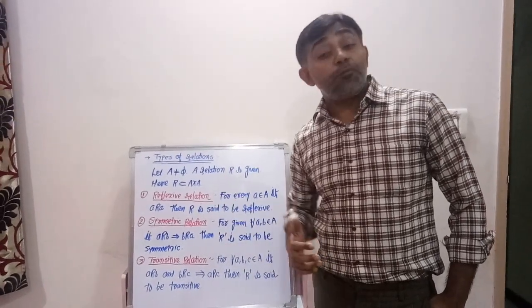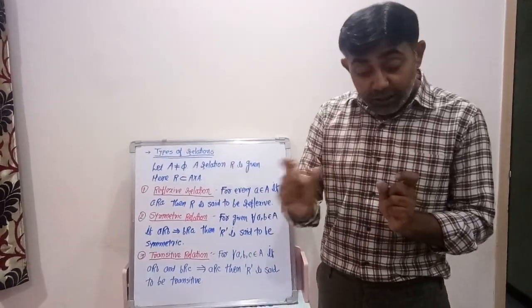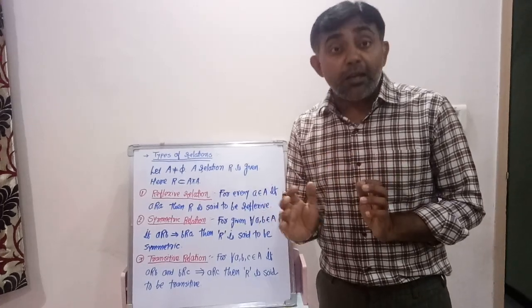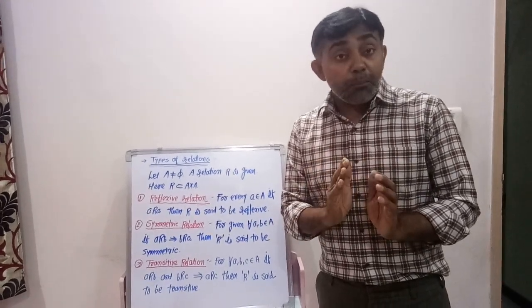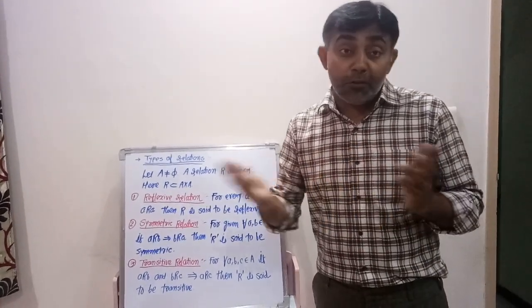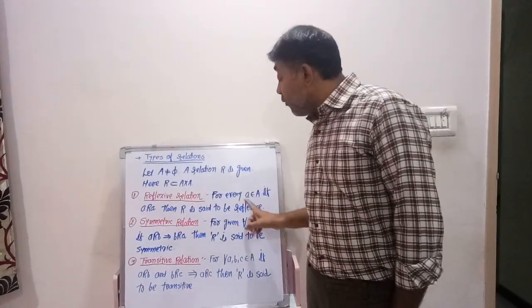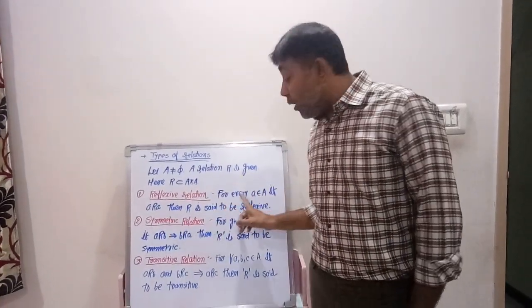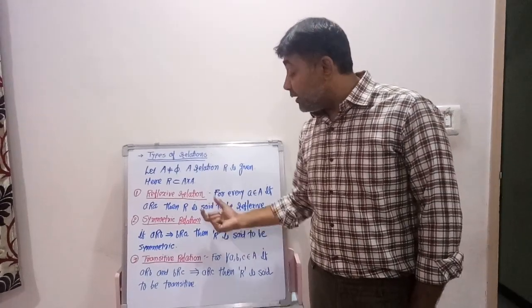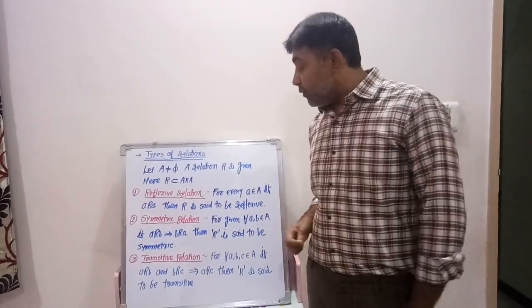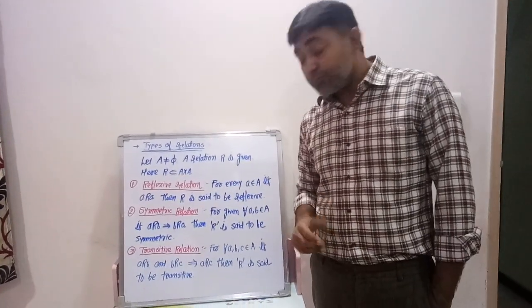In mathematics this is possible. For example, in a set, 1 is related to 1, 2 is related to 2. So a relation between an element and itself is possible. If all elements are connected with themselves, then the relation is said to be reflexive. This is the first type of relation.